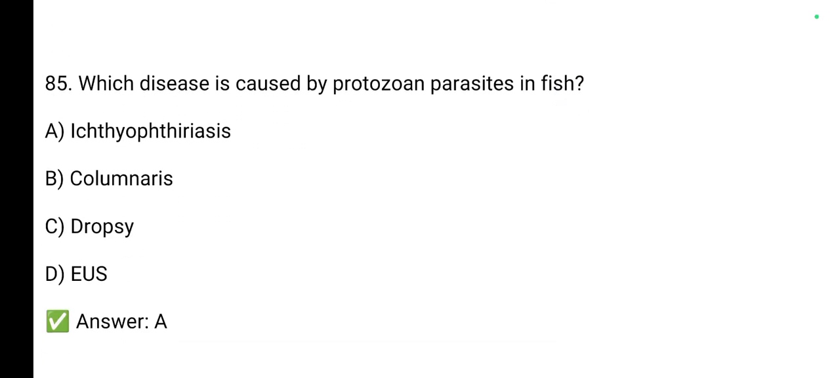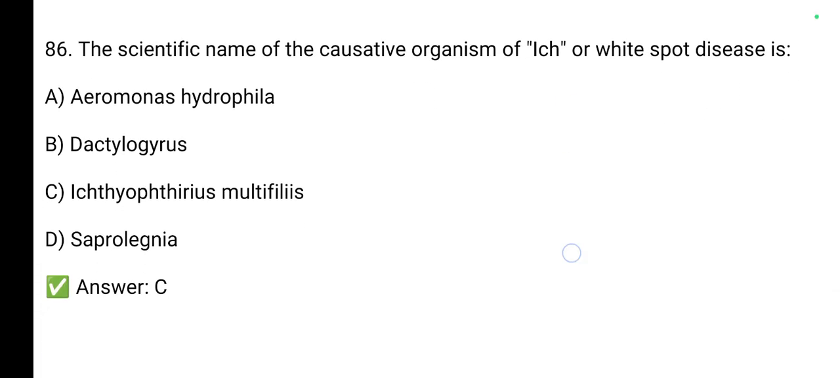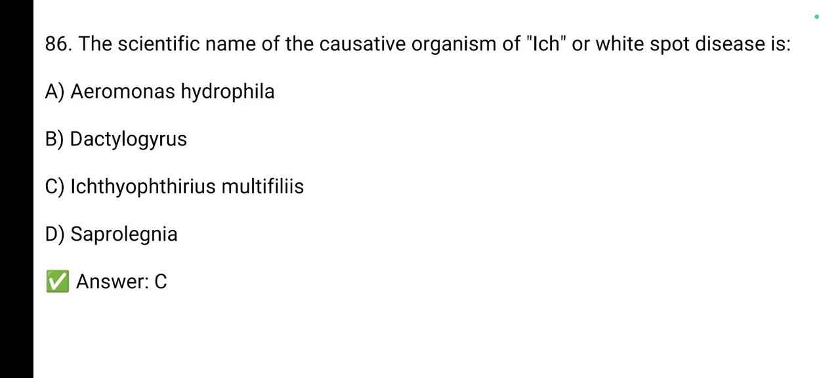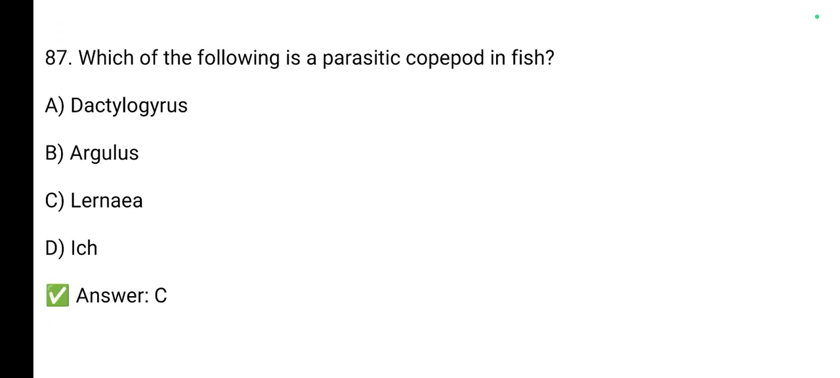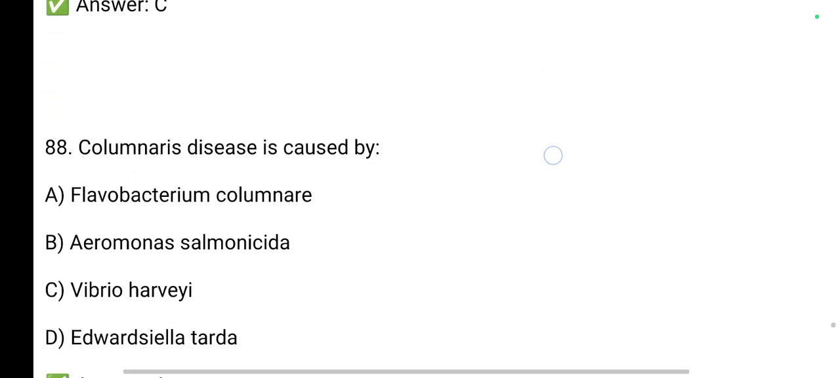Which disease is caused by protozoan parasite in fish? So the answer will be option A, ichthyophthiriasis, caused by Ichthyophthirius multifiliis. Scientific name of causative organism of ich or white spot disease is option C, Ichthyophthirius multifiliis. Which of the following is a parasitic copepod in fish? So the answer will be option C, Lernaea.